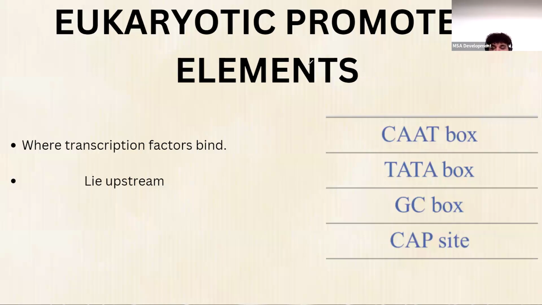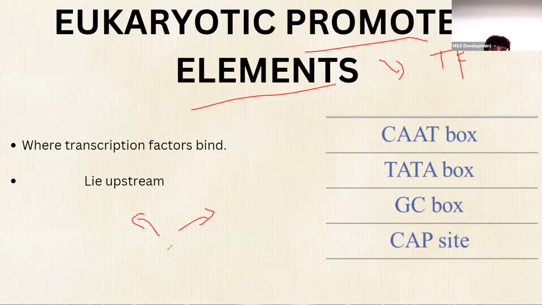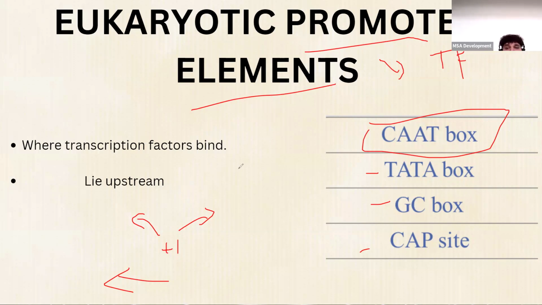And remember, the beginning of transcription is +1. Now, eukaryotic promoter elements, these are the places where transcription factors bind, okay? They lie upstream. So we said upstream means to the left of the transcription starting point. So promoter elements lie to the left of the transcription site initiation. What are the promoter elements? CAAT box, TATA box, GC box, cap site. You need to remember these four. Transcription factors are transcription factor II B, D, and H.